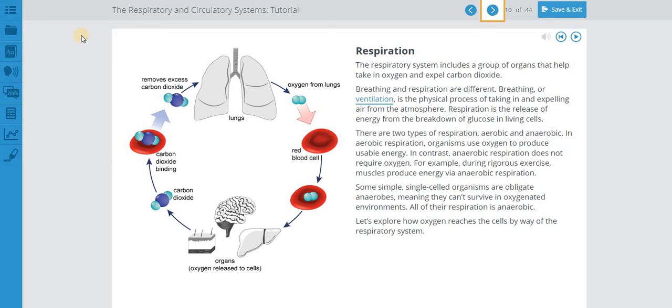Now we're going to talk about respiration twice in this class. Later on we're going to talk about something called cellular respiration, which happens inside of each cell in your body. But in this case we're talking about breathing, or cardiovascular respiration. And there's a process. It's pretty straightforward.